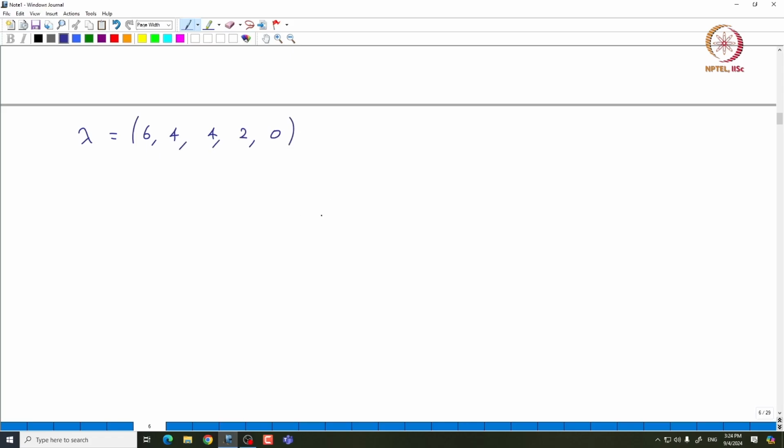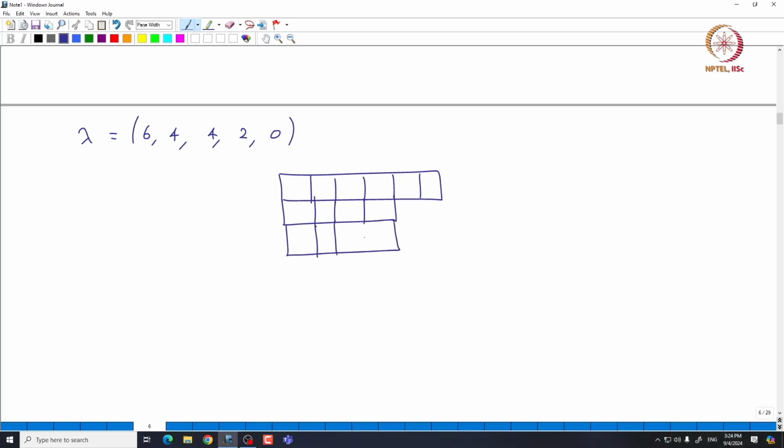Then the corresponding Young diagram is going to be: you first arrange 6 boxes in the first row, then you put 4 boxes below that, and again another 4 boxes below that, and you arrange 2 boxes below that and 0 boxes below that. So, there is no box. So, 6, 4, 4, 2, 0. Okay. So, basically the number of entries in lambda is what determines the number of variables.